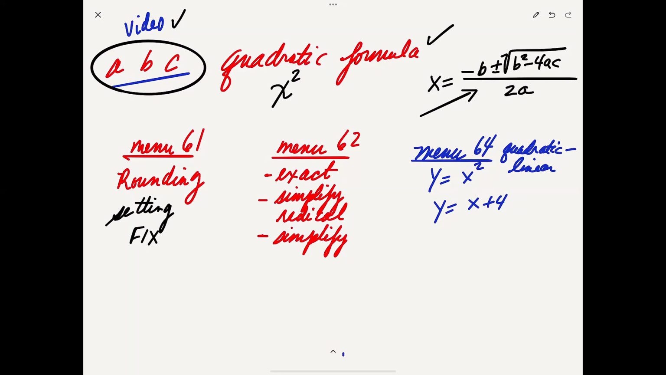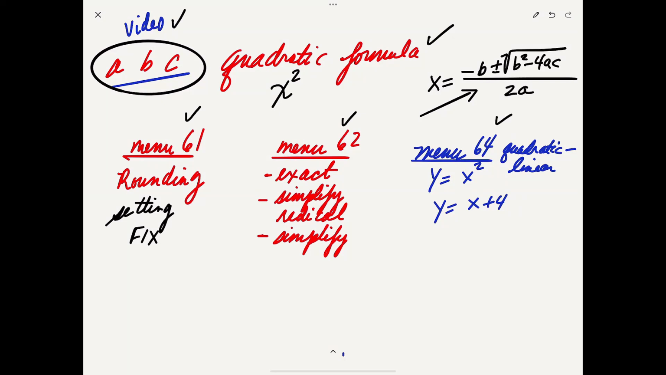From there, you're just going to use the graphing calculator. So I don't ever want you to use the formula in your calculator to try to calculate it. You just need to write that on your paper so you can get the credit for actually using the quadratic formula. Now, we've got three categories. It's going to be either menu 61, menu 62, or menu 64.